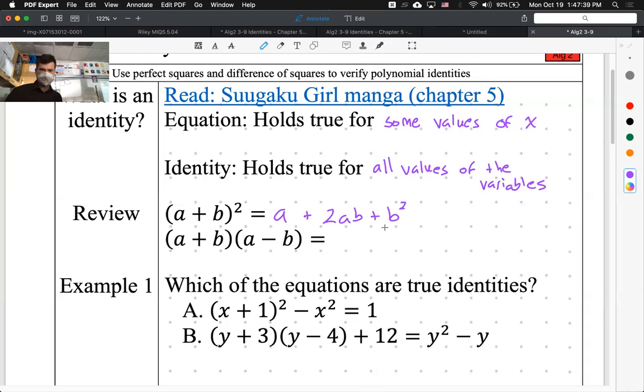Tiny little mistake, see if you can find it. Yeah, there it is, a squared. And then just make sure, again, that this sign and this sign match each other, and you're good. If this was a minus sign, it would be minus 2ab. Other than that, it's pretty much the same.